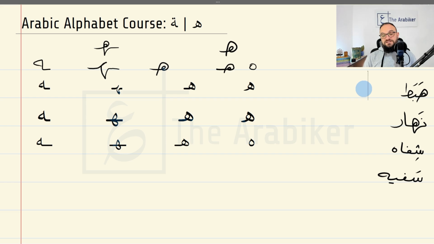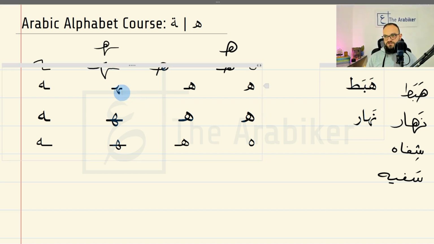As always, let's see how these words will look like by typing them in. Habat, nahar. As you can see here, this font uses this type of ha that we can see here. Don't get confused, it's different from mine, but it's a ha as well.